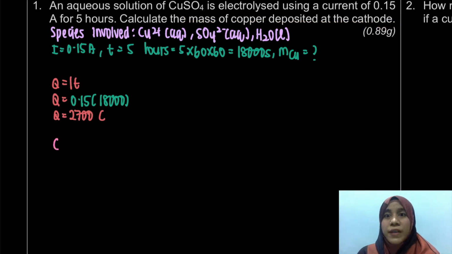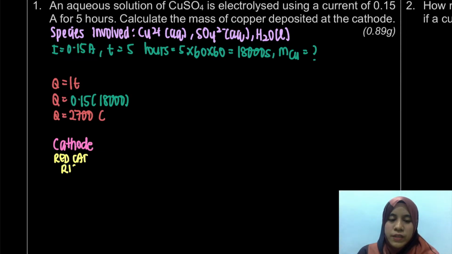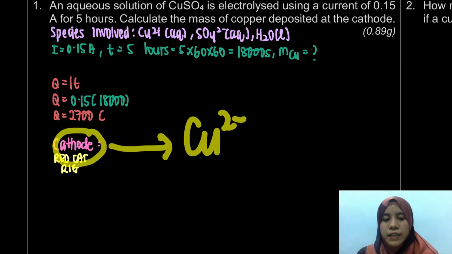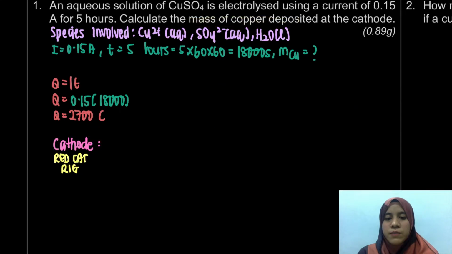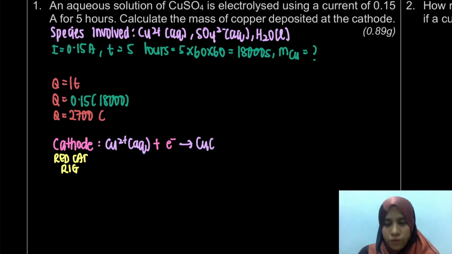I want to know how many electrons. So remember, cathode is cathodic, where it gains electrons. Because in this case, at the cathode we have two choices, Cu2+ or H2O. Since here it mentioned the mass of copper, it means that copper is being selected at the cathode. So the equation is Cu2+ plus electrons gained to form Cu solid.